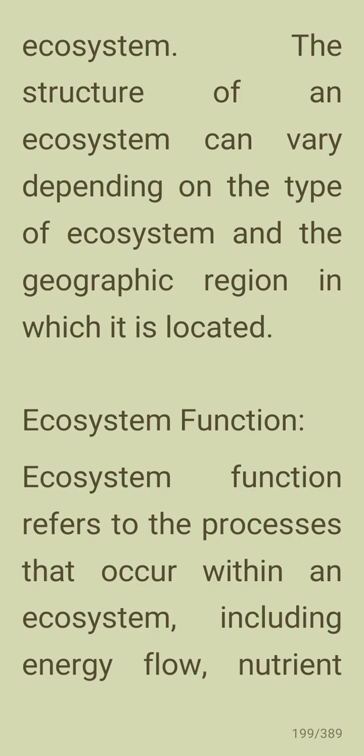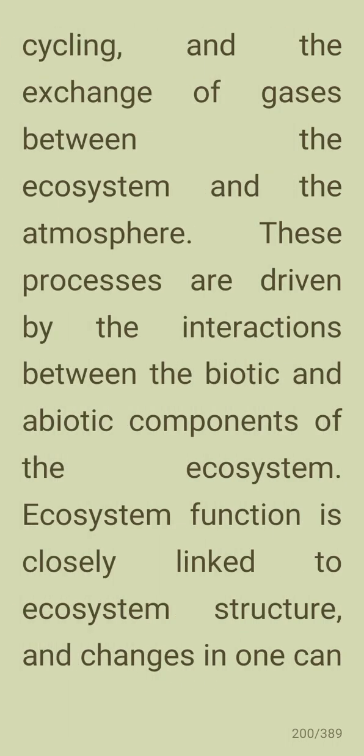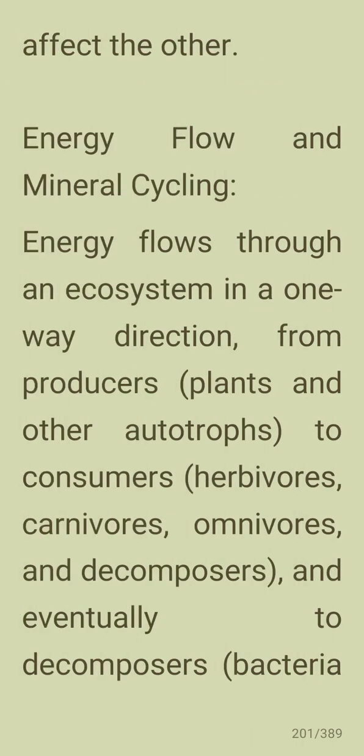Then when we learn about ecosystem function, we can see ecosystem function refers to the processes that occur within an ecosystem, including energy flow, nutrient cycling, and the exchange of gases between the ecosystem and atmosphere. These processes are driven by the interactions between biotic and abiotic components of the ecosystem. So ecosystem function is closely linked to ecosystem structure, and changes in one can affect the other.